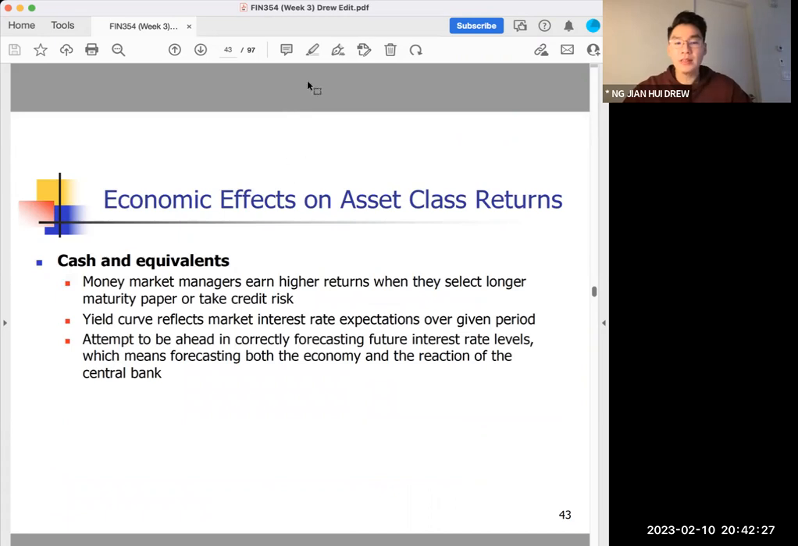Okay, so let's think about some asset class returns and how they are being affected by economic factors. Again, this might be a repeat of what we have covered a little in the last two lectures, but it's placed here to show how studying the economy can actually impact the asset allocation that you have chosen.